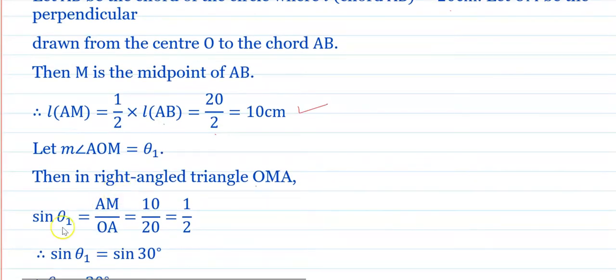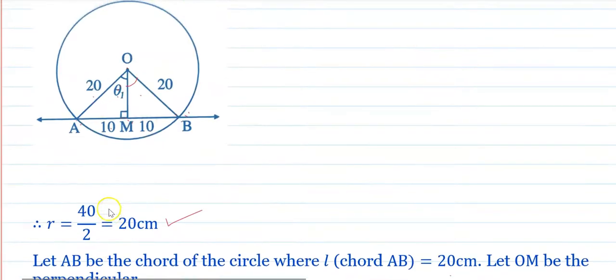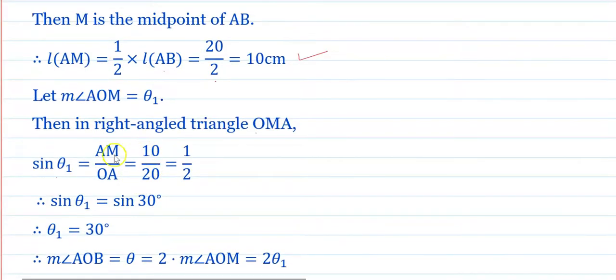sine of theta 1 is equal to AM upon OA, opposite side upon hypotenuse. This is the opposite side and OA is the hypotenuse, and that is equal to AM, which is 10, upon 20, which is the radius. That is equal to 1 upon 2. This is nothing but sine 30, and hence theta 1 is 30 degree.